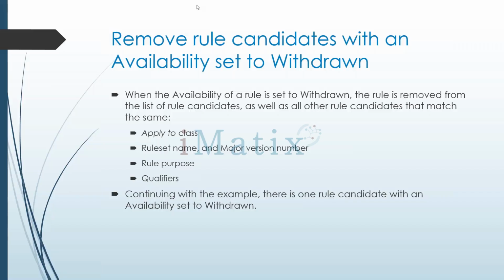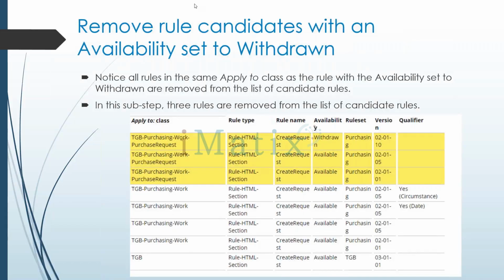But there is a trick here. Withdrawn rules are anyways discarded, as per the algorithm. The additional factor here is that any other rule candidates having the exact same properties as that withdrawn rule will also be discarded. What comes here is an interesting aspect.